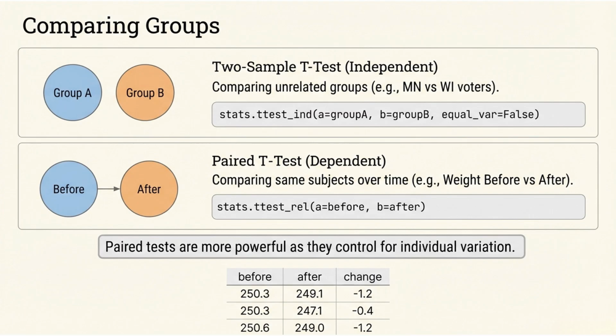Next, we move to the paired t-test, also known as dependent t-test. This t-test is used when the same subjects are measured twice, such as weight measured before and after a fitness program. The key idea here is that each before value is directly linked to an after value. Because individual variation is controlled, paired tests are usually more powerful. At the bottom, we see a sample table showing before, after and the change values. The paired t-test actually works on these differences, not the raw values.